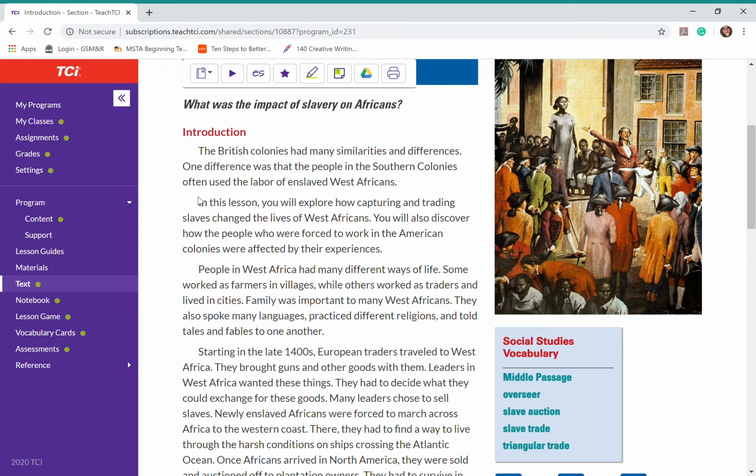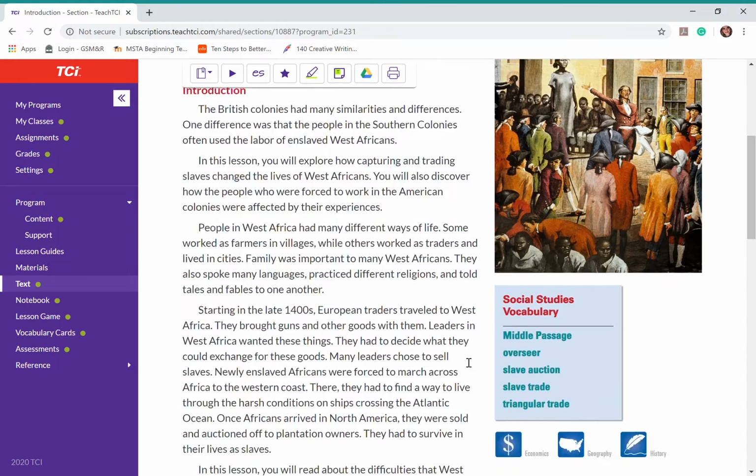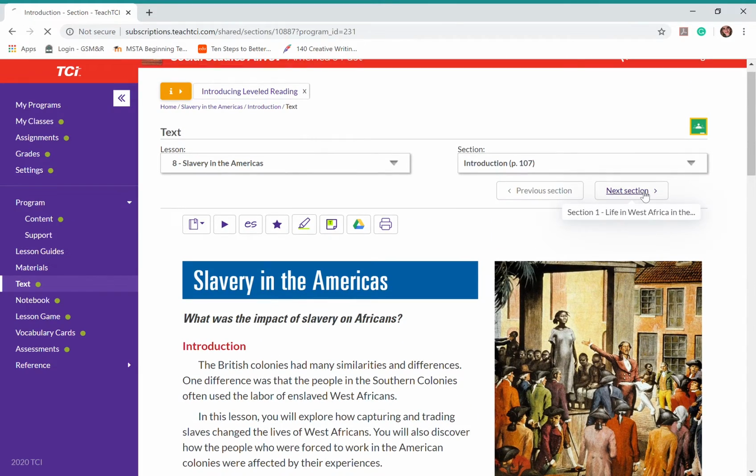And in this chapter, you're going to learn a little bit about how slavery started and what the impact was on these Africans who had to endure slavery. You're going to learn about how capturing and trading slaves changed the lives of these West Africans, and how these people were forced into the American colonies and treated very unfairly. So, let's go to the next page.